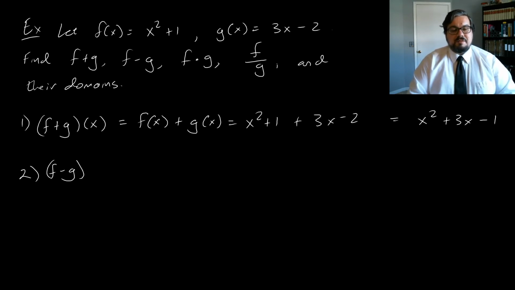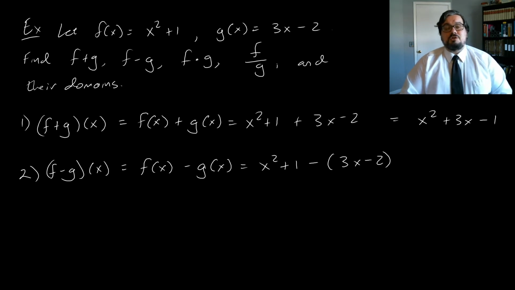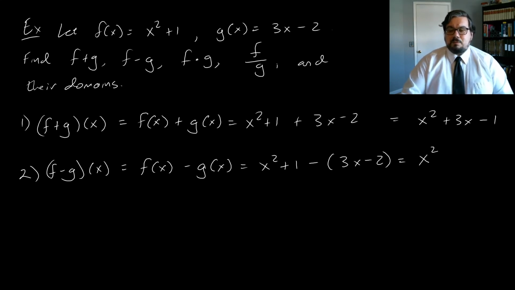F minus g of x goes similarly. That's just f of x minus g of x, which is x squared plus 1 minus 3x minus 2. Make sure that when you are doing this subtraction, you put a parenthesis around the formula for the second function so that the negative distributes properly. So when we do distribute this negative, we're going to have x squared, and then we'll have minus 3x, and then we have plus 1, and then minus a negative 2. So that'll be minus a negative 2 will become plus 2, so that'll give us plus 3.